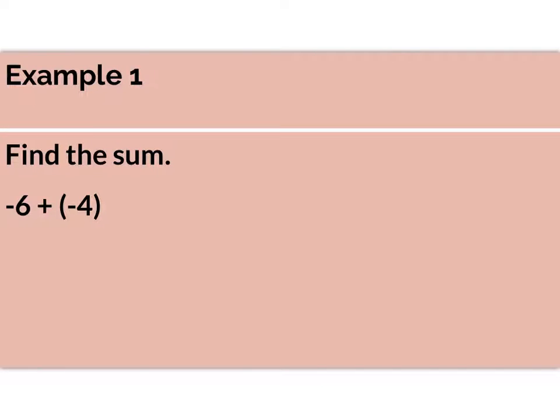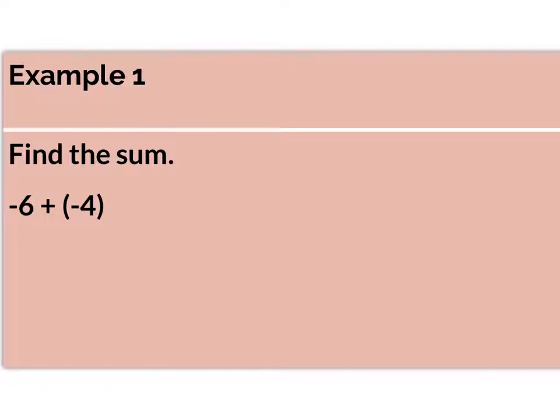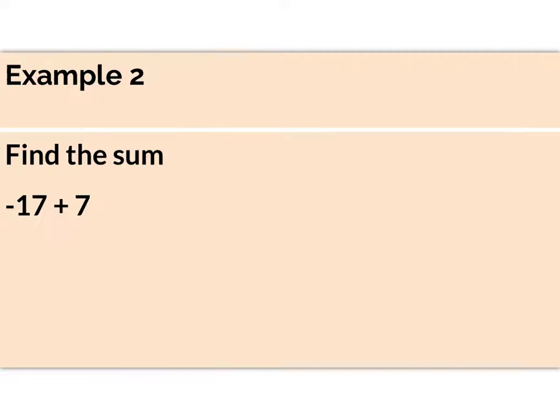Okay, so find the sum. -6 plus -4. Look at the rule. Same signs, so same signs add. And we know 6 and 4 is 10. They're both negative. Keep the negative sign. That's all you got to do. So our answer is -10. The sum or total of these two numbers is -10.